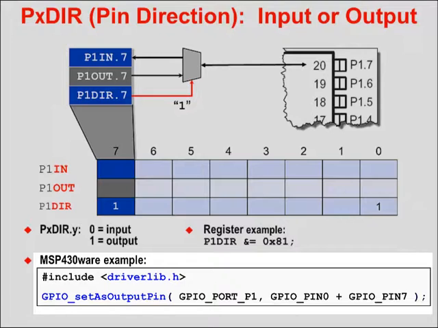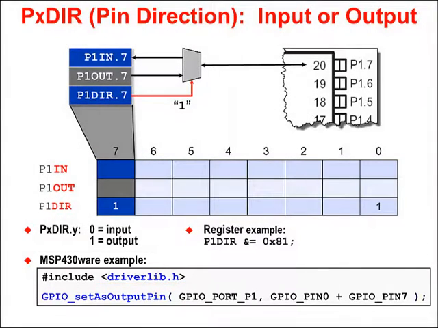But it is a lot more readable if we look down below and we see GPIO set as output pin. Very obvious, but again, that ends up being very handy later on in our maintenance phase. So we just specify the port, and then we can OR together the bits or the pins that we're interested in setting up as an output. So anytime you use one of the driver library functions, you should be including the driver library header file. And again, we'll mention that later on.